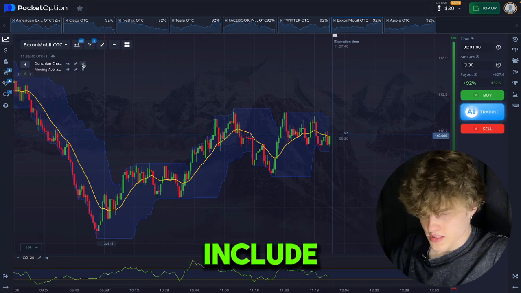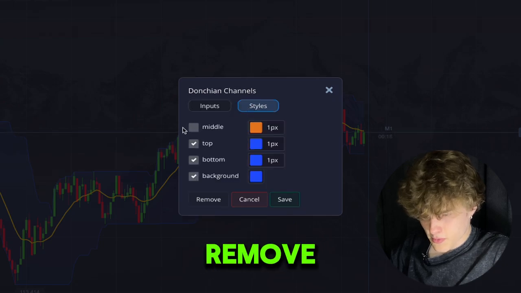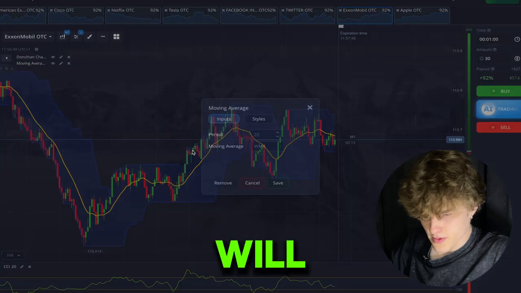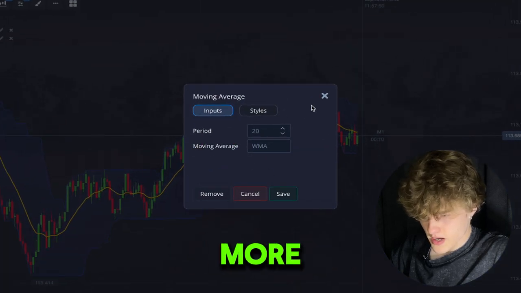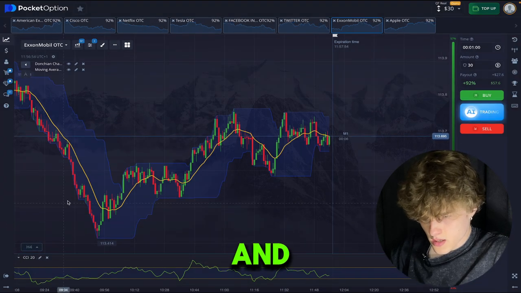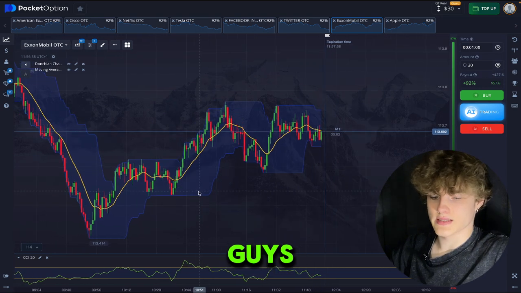It will include the Donchian channel with a period of 20. We remove the moving average line of this indicator, and instead we'll have a weighted moving average with a period of 20, and also the CCI oscillator with a period of 20.